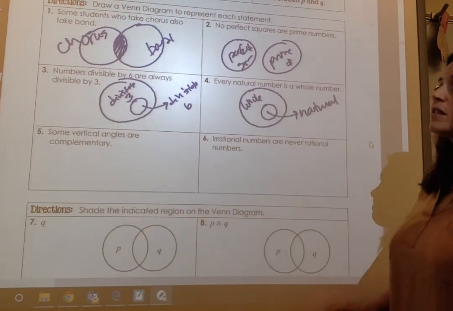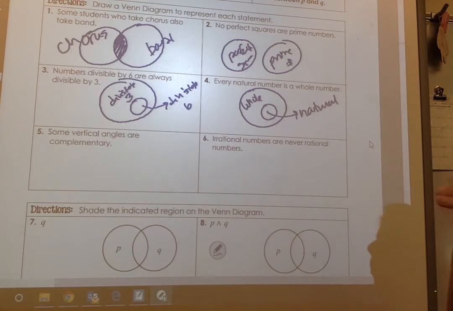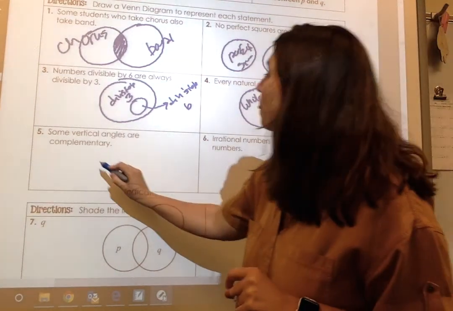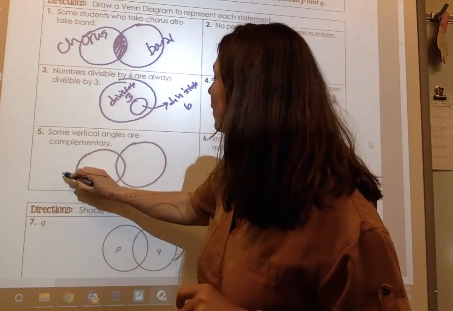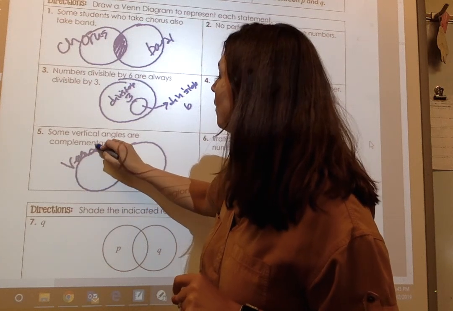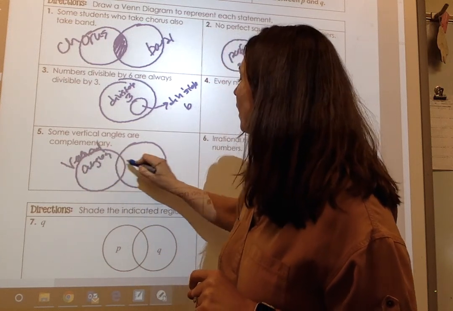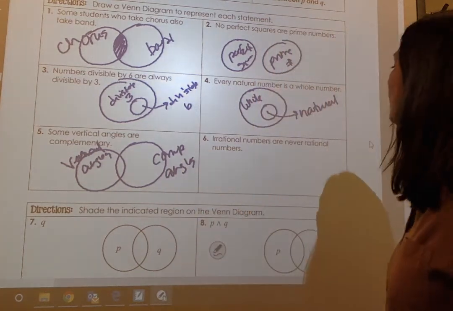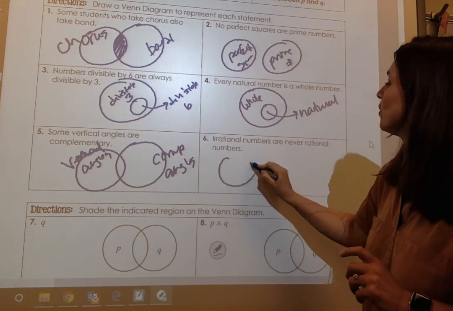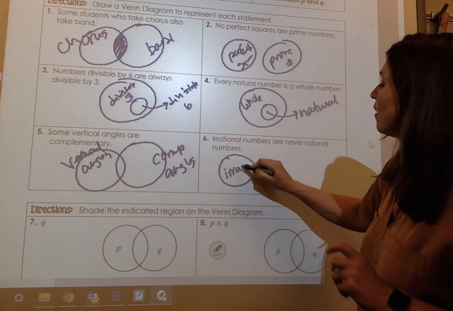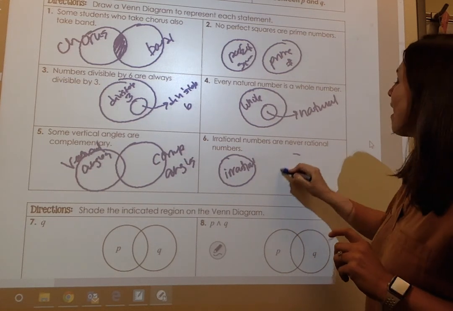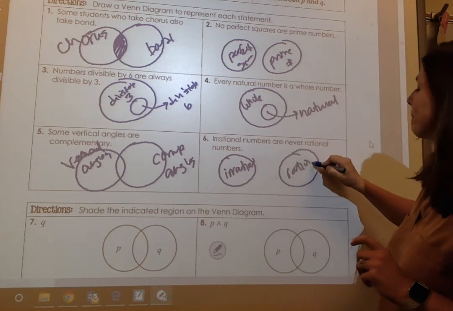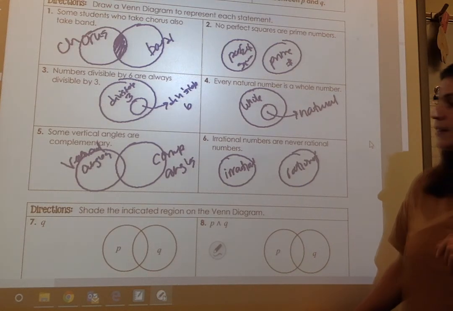Number 5, some vertical angles are complementary. So I can have vertical angles over here and complementary angles over here. Irrational numbers are never rational numbers. So that's what those Venn diagrams look like.